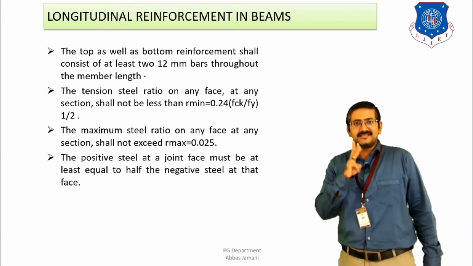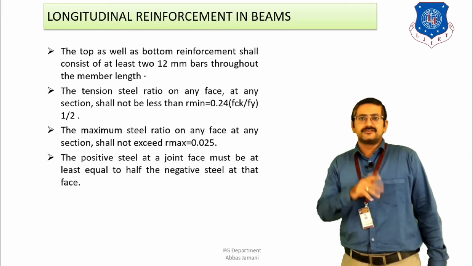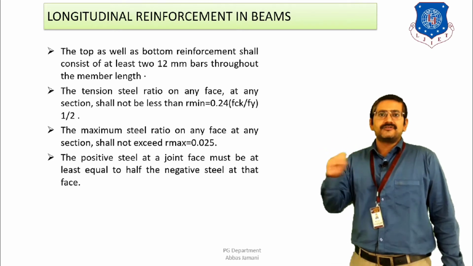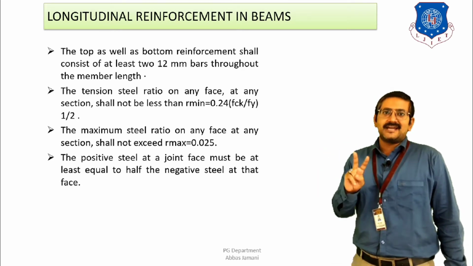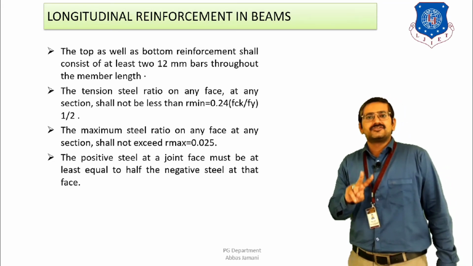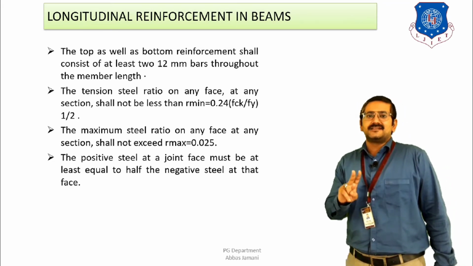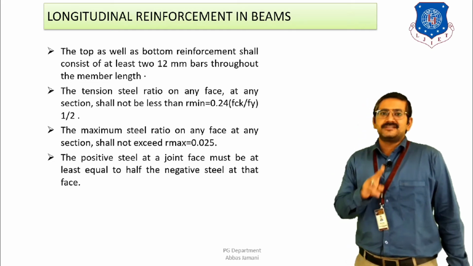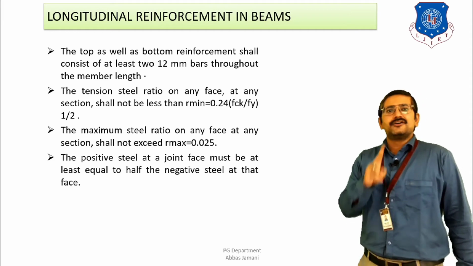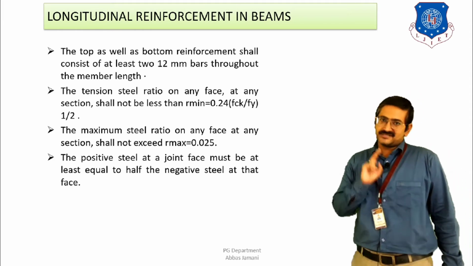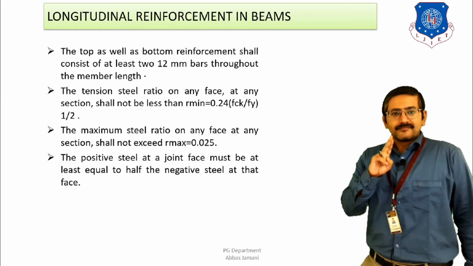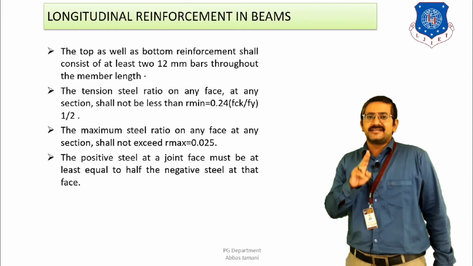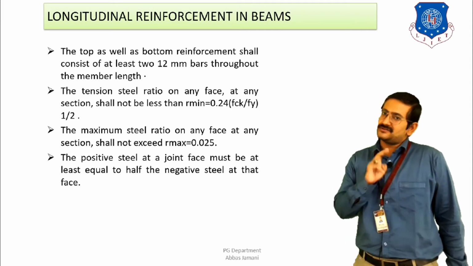So I hope these three guidelines regarding longitudinal reinforcement are clear. Again I am repeating: first, 2 12 mm bars at the top throughout the length, and 2 12 mm bars minimum at the bottom. Second, the minimum tension steel ratio at any face and at any section throughout the length of the beam should be 0.24 root of fck by fy. The maximum tensile steel ratio in a longitudinal beam should not exceed 2.5%. And lastly, the amount of positive steel provided at a joint should be at least half of the total tensile steel provided at that particular joint, right?